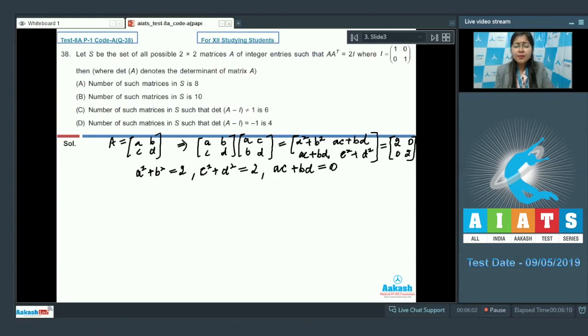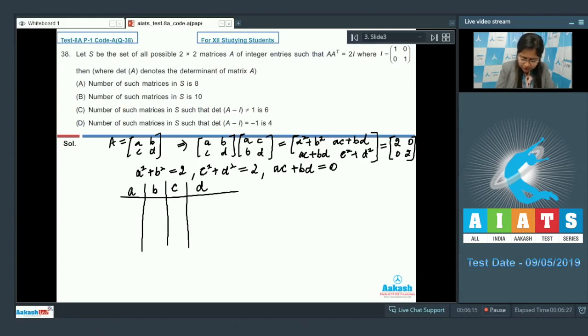Now to find the number of such matrices, we have to take different values of a, b, c, d and check by hit and trial how many matrices we get. We have different possible values here: 1, 1, minus 1, 1, 1, 1, 1, minus 1, which will satisfy these above conditions.